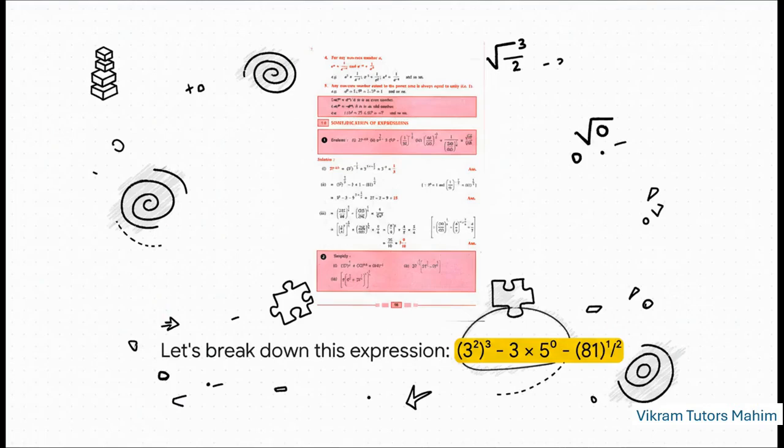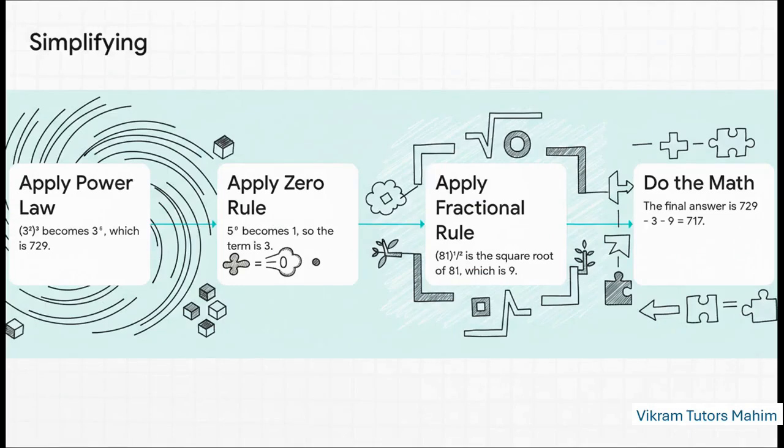All right, take a look at this. Yeah, I know, at first glance this thing looks like a bit of a monster, right? You've got powers raised to other powers, you've got a 0 exponent in there, and even a fractional one for good measure. But with the rules we just learned, this isn't a monster, it's just a puzzle. But here's the thing. You just have to break it down, step by step.